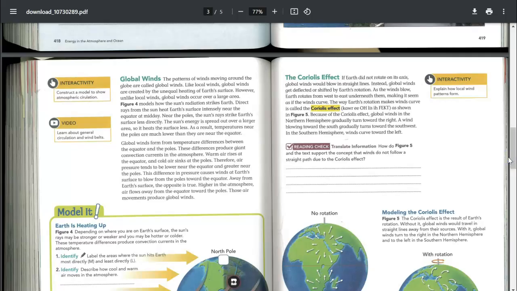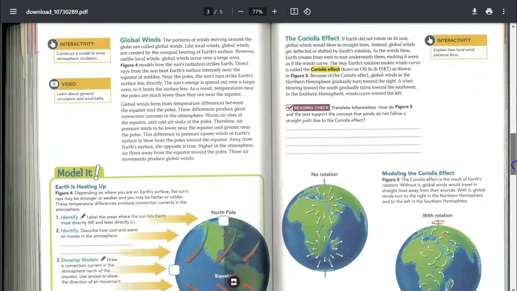Global winds. The patterns of winds moving around the globe are called global winds. Like local winds, global winds are created by the unequal heating of Earth's surface. However, unlike local winds, global winds occur over a large area. Figure 4 shows how the sun's radiation strikes Earth.